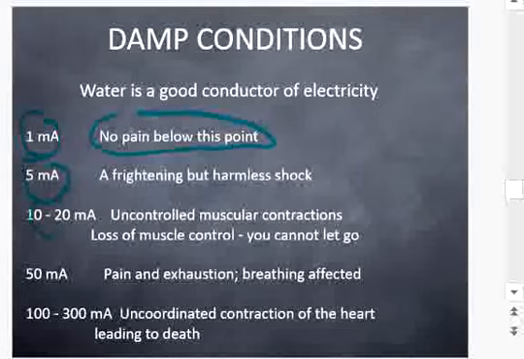Higher than that, 20 milliampere, it can cause your muscle to contract, uncontrolled muscular contraction, and loss of muscle control. You cannot let go. If you have 50 milliampere, it can cause pain, exhaustion, breathing affected. Probably people like the police use this one as a stun gun. Next one will be higher, 300 milliampere. It can cause uncoordinated contraction of the heart, leading to death. Okay, so that is the danger of electricity.